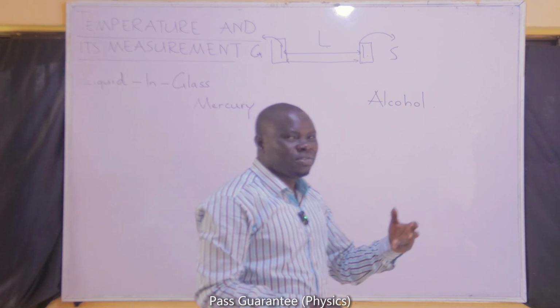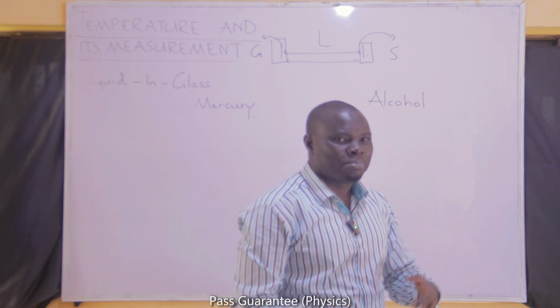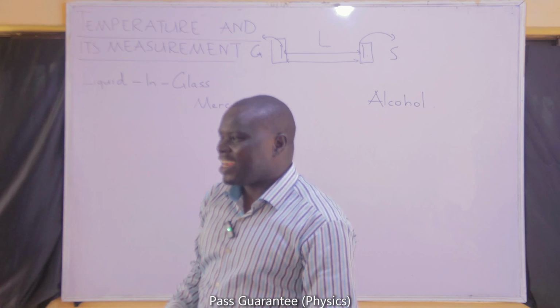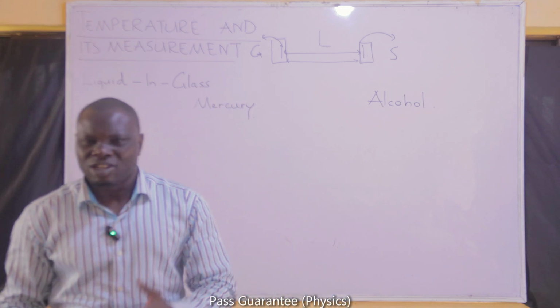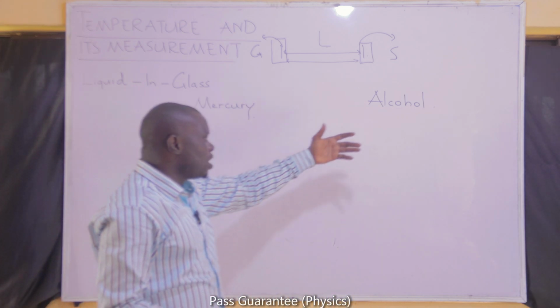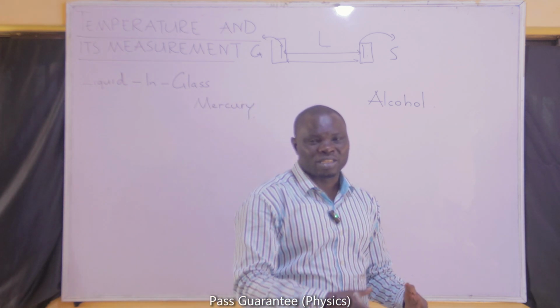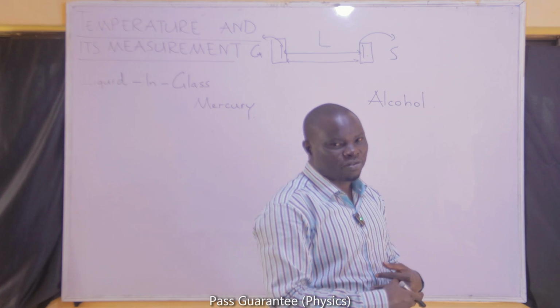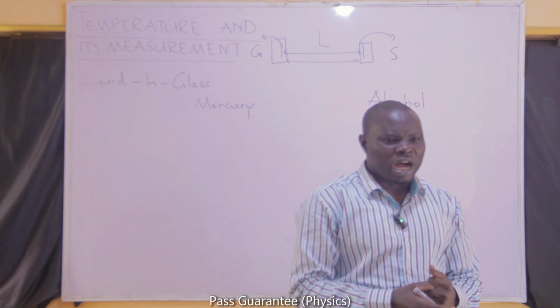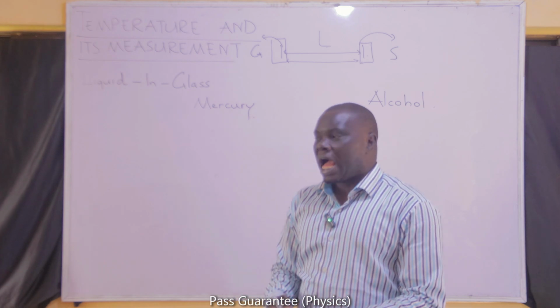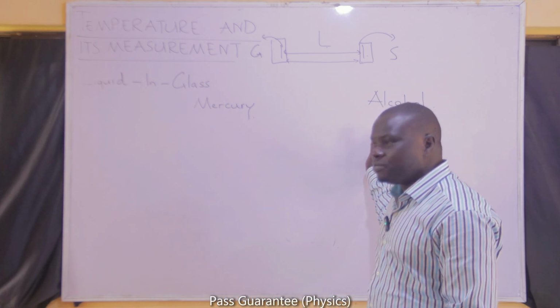Alcohol can be used to measure very low temperatures. If I need to measure temperatures like minus 10, minus 50, minus 70, minus 90, minus 100, minus 110, I will use an alcohol in glass thermometer, because alcohol freezing point is still down, minus 115. So where you have a prevailing low temperature to measure or deal with, alcohol in glass is always preferred.